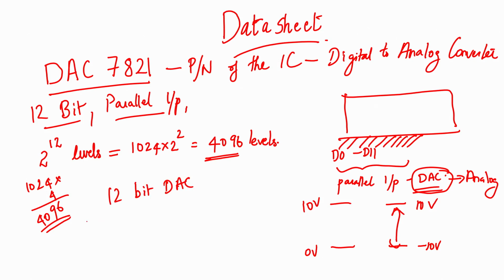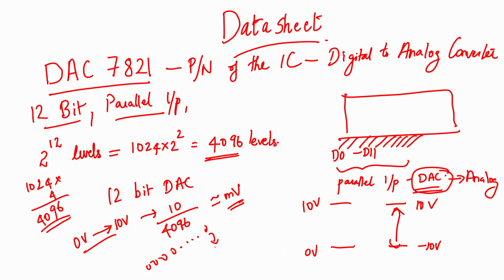So, that means there can be from 0 volt up to whatever is the reference voltage. Here it is 10 volt. This DAC will be able to give analog voltages with a precision of 10 by 4096, which will be around some millivolts per level. With 12 bits, for each change in a bit, it will update the voltage value by some definite millivolt. That is what this means. Hope this is clear to you.